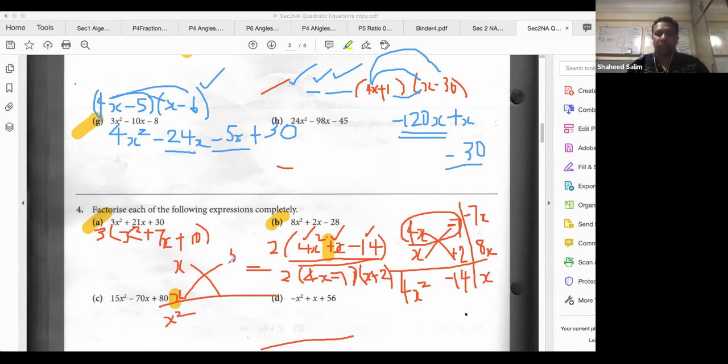Okay, we can take 5 and 2. 5 times 2 give you 10. Positive, positive. Good. X times 2, 2x. X times 5, 5x. You add both of them together, you get 7x. Correct. So now, what is it? X plus 5, x plus 2. That's it. So you put a 3 outside here. X plus 5, x plus 2. That's your factorized version.